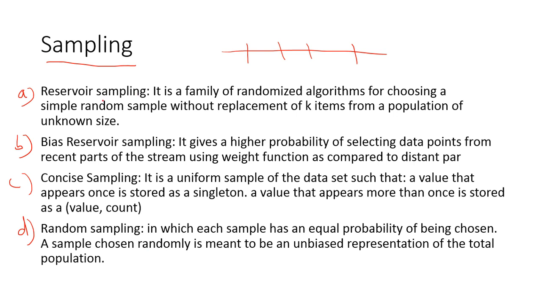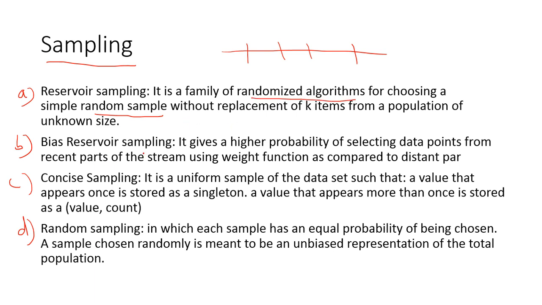So reservoir sampling is a family of randomized algorithms for choosing a simple random sample, without replacement, of k items from a population of unknown size. Okay, so you just go through all these types of sampling. Reservoir sampling, it's a family of randomized algorithms to select random samples.